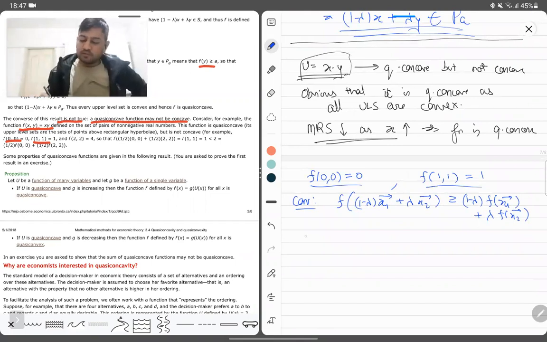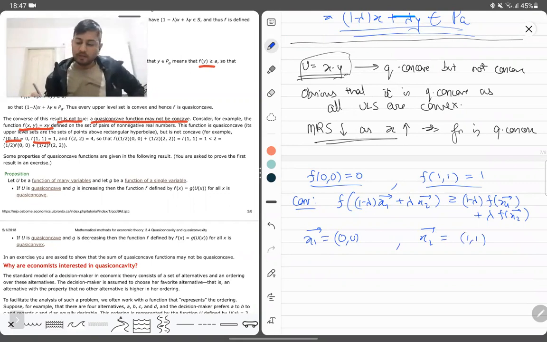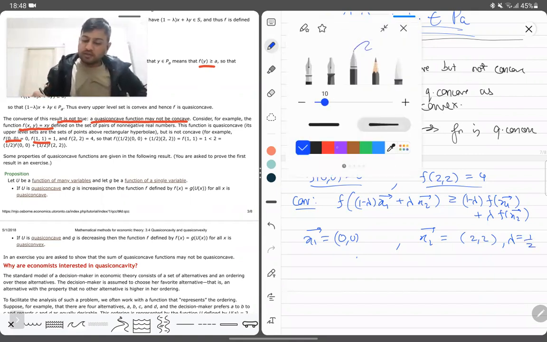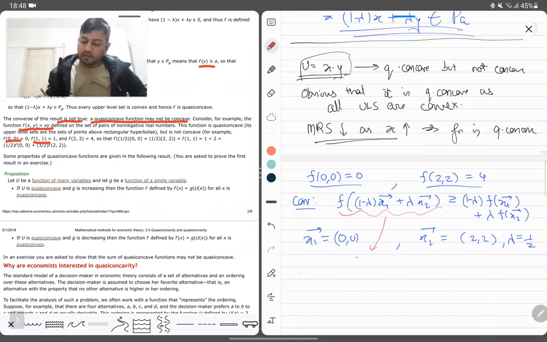So let us take 0,0 and 1,1 as our vectors. x1 vector equals 0,0 and x2 vector equals 1,1. And my lambda, oh no, sorry, take x2 vector as 2,2, whose functional value is 4. Take x2 vector as 2,2 and take lambda as half. So now what does the left hand side become? Left hand side will become f of half of 0,0 plus half of 2,2, which is f of 1,1, which is 1 into 1, which is 1.